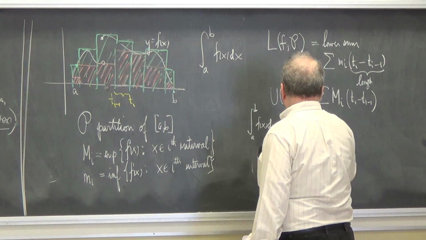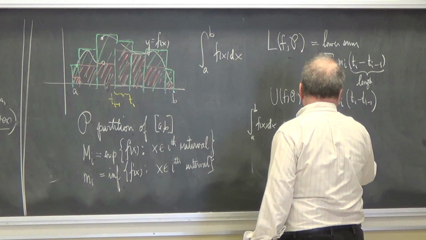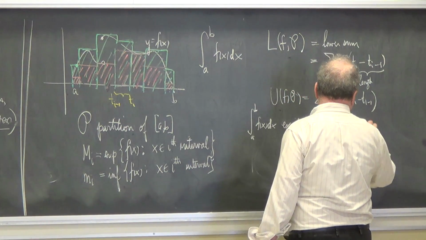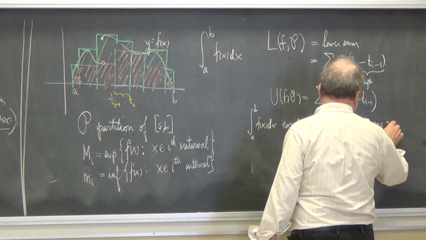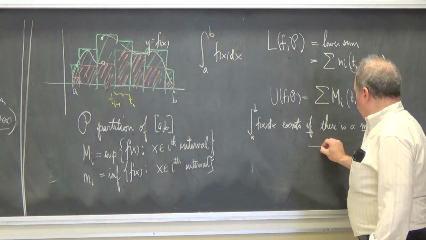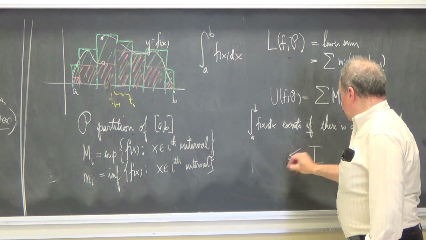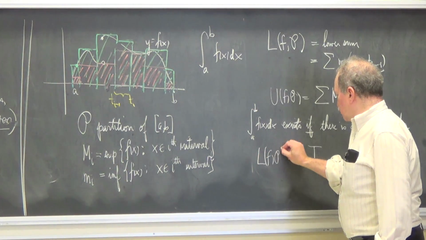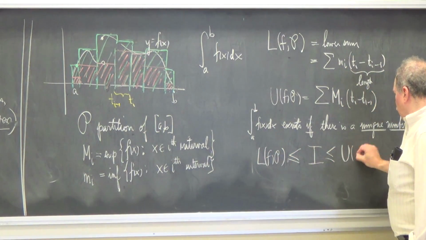exists if there is a unique number. This is different from what you were taught last year, but it's equivalent. If there's a unique number, I, that's between all lower sums and all upper sums.